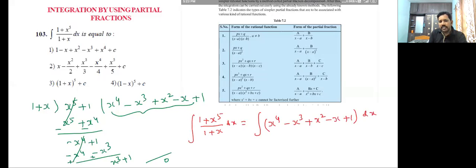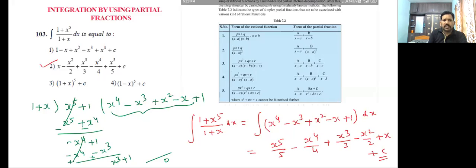Now do the integration. What will come? X power 5 by 5 minus x power 4 by 4 plus x cube divided by 3 minus x square by 2 plus x plus c. This is the answer. Students, observe that the second option is correct.